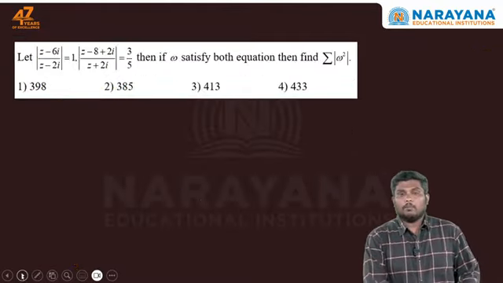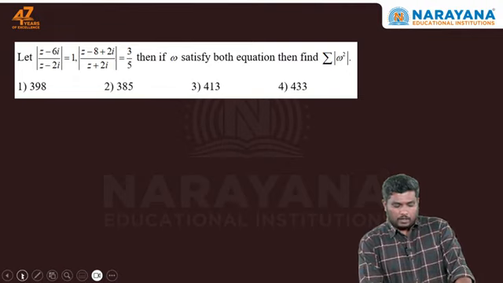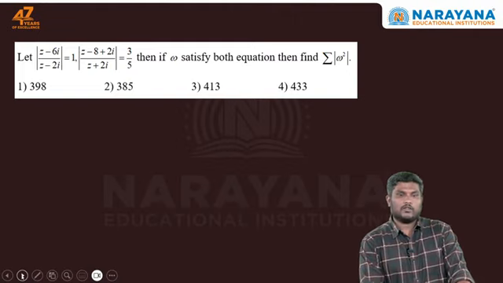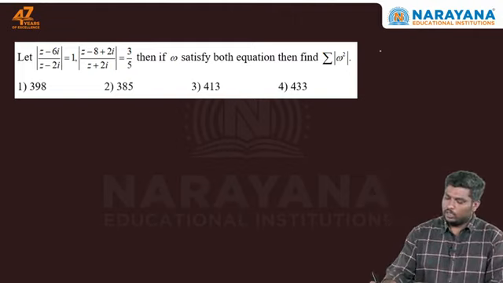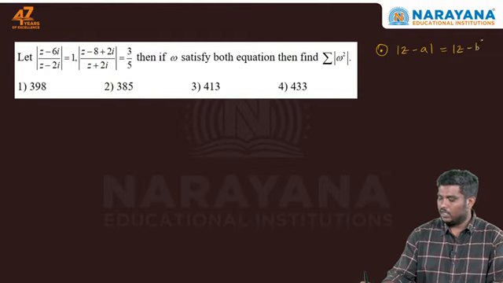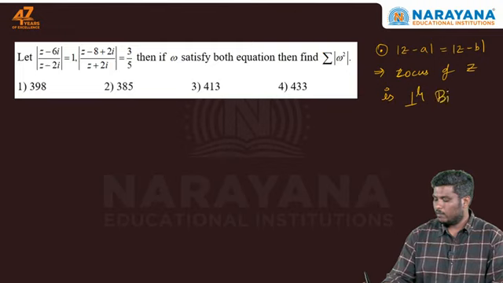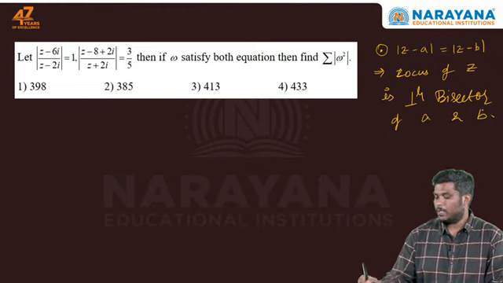The next question is from complex numbers. This is the first question from complex numbers today, and there are two equations in front of us involving the modulus of complex numbers. So we'll just recollect 2 points here. Mod z minus a is equal to mod z minus b. Guys, the locus of z is the perpendicular bisector of A and B.